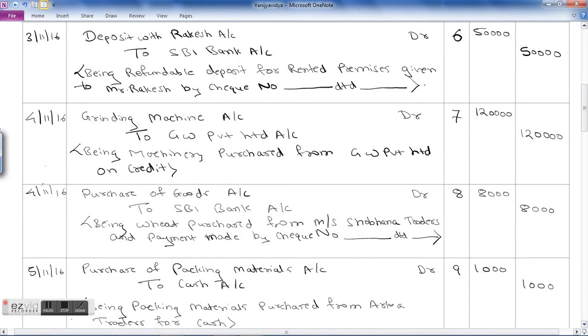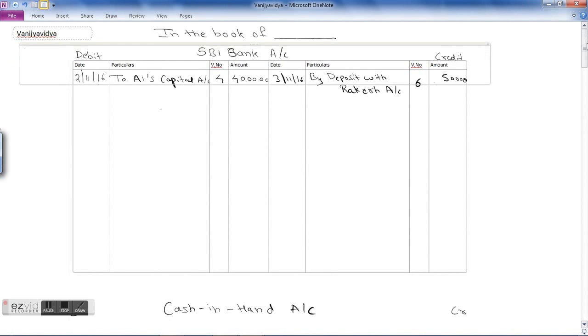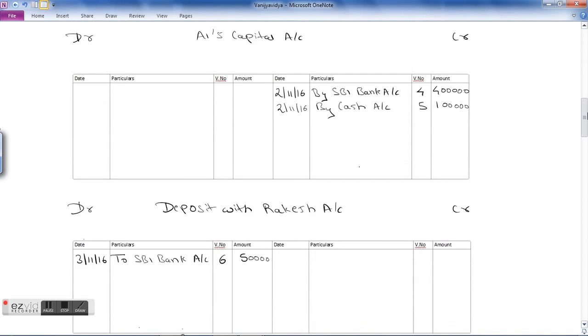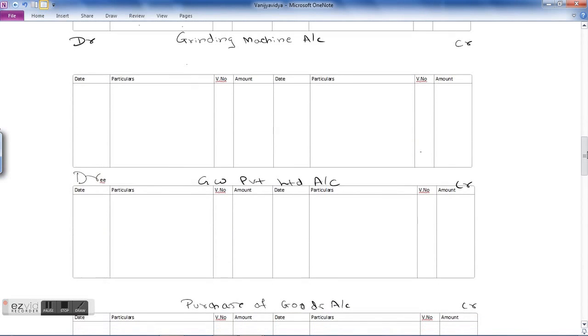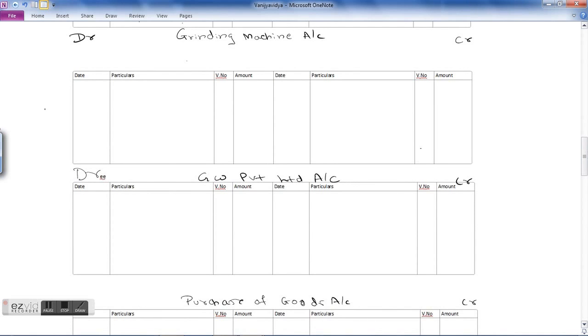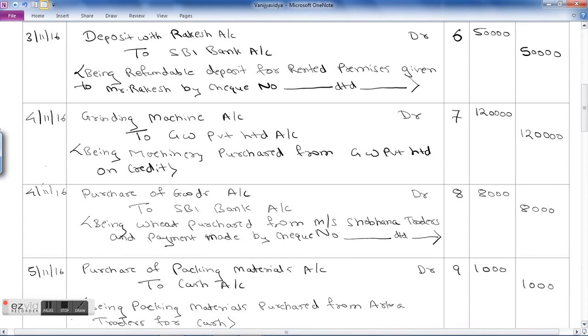Okay, now next entry. Entry number 7, grinding machine account debit to GW private limited account, and amount is 1,20,000. So we will go to grinding machine account. Okay, grinding machine account debit to GW private limited account. Okay, the date of transaction is grinding machine on the debit side 4/11/2016.